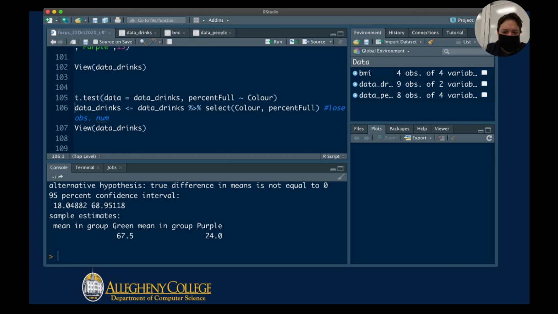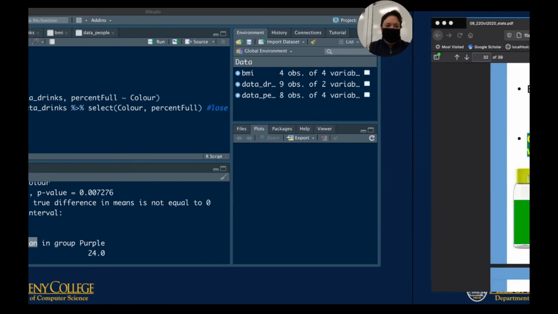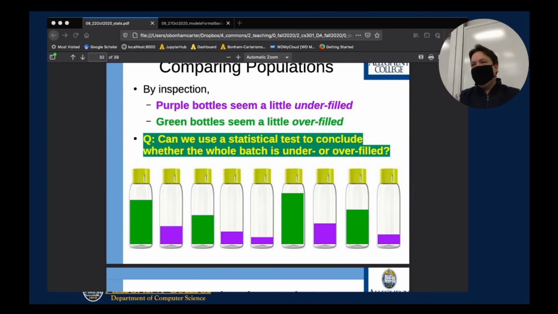67.5, and the purple is 24.0. And so you can just look at these. You have two pieces of information to look at. You have this number here, the p-value, and then you have these two means here to look at, and then you can get an idea. So the p-value is small, so there is something happening. Therefore, I should look at these means to see which value is higher and which value is lower. And this is saying that the green mean is higher, which means that my bottles are being filled like this in general for my 100,000.